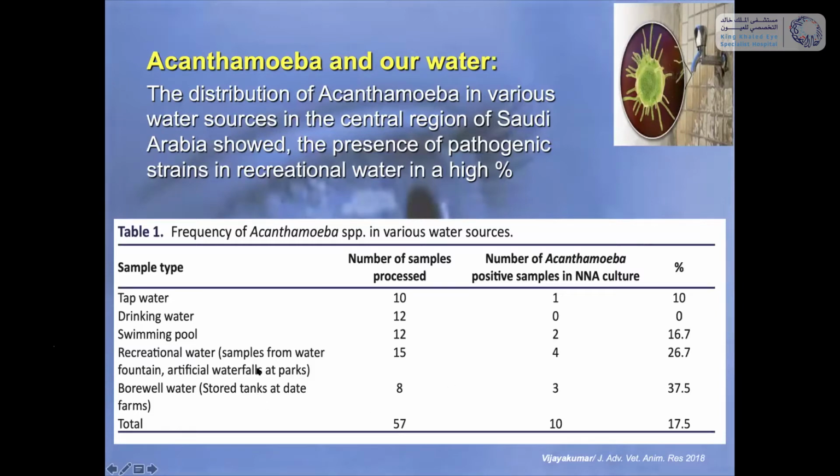So they found that recreational water has 26% of the specimens containing the Acanthamoeba. Stored tanks contain 37%. Swimming pools, imagine, contain 16%, despite the chlorinated water and usual disinfection. Drinking water, and this means the bottled water, is zero. Tap water contains 1%, 10%, sorry.